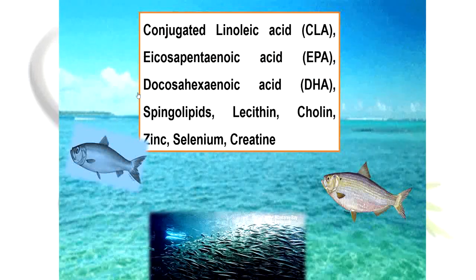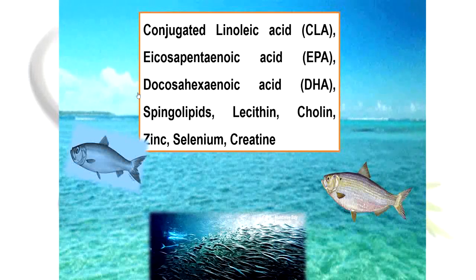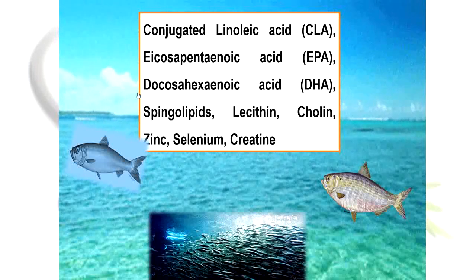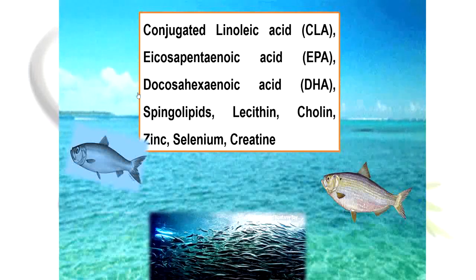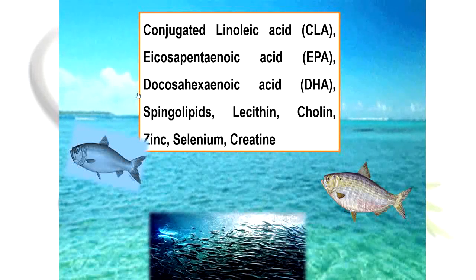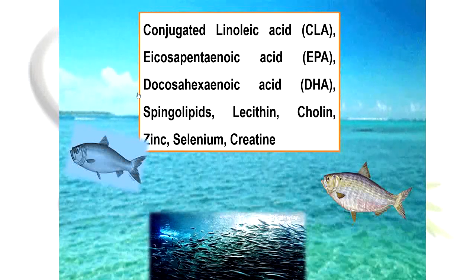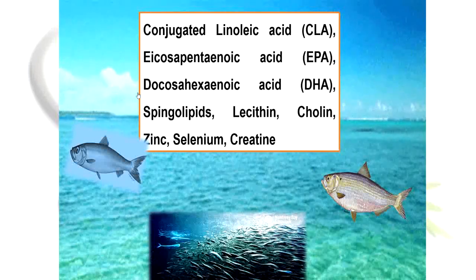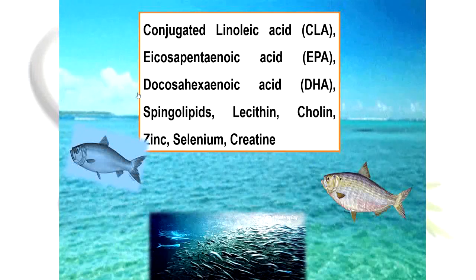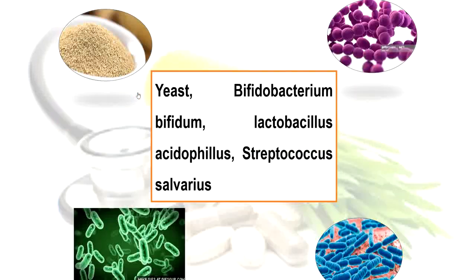When you say animal sources, aquatic animals are a good source of nutraceuticals. So they are providing conjugated linoleic acid, eicosapentaenoic acid, docosahexaenoic acid, sphingolipids, lecithin, choline, zinc, selenium, creatine. These are some of the nutraceuticals supplied by the animal sources. Generally, fishes like sardine are a good source of omega-3 fatty acids.